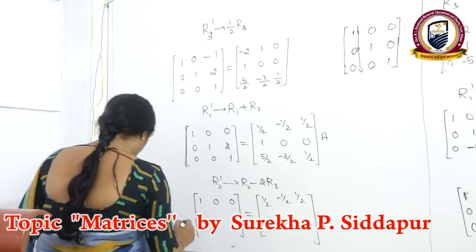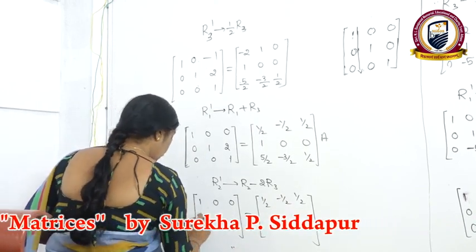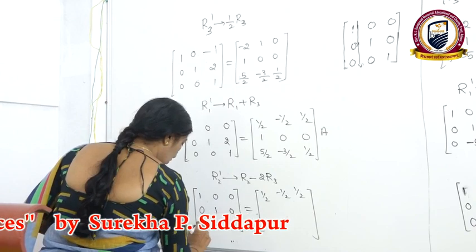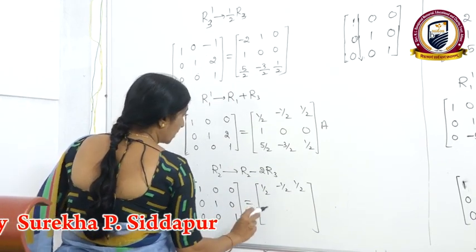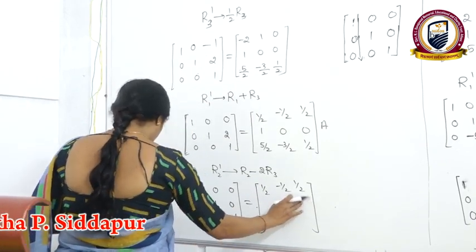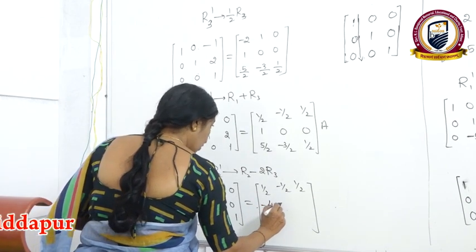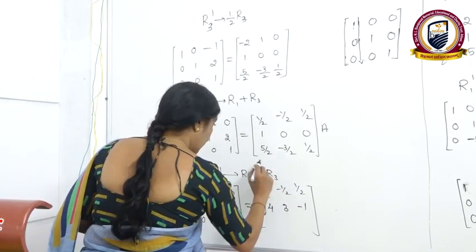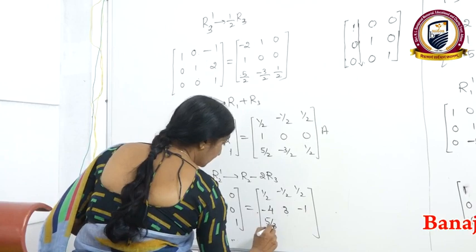After applying the operation, the second row will be 0, 1, 0. This one as it is. And see, the calculation comes on the right side. The value is minus 4, 3, minus 1. And the third row as it is.